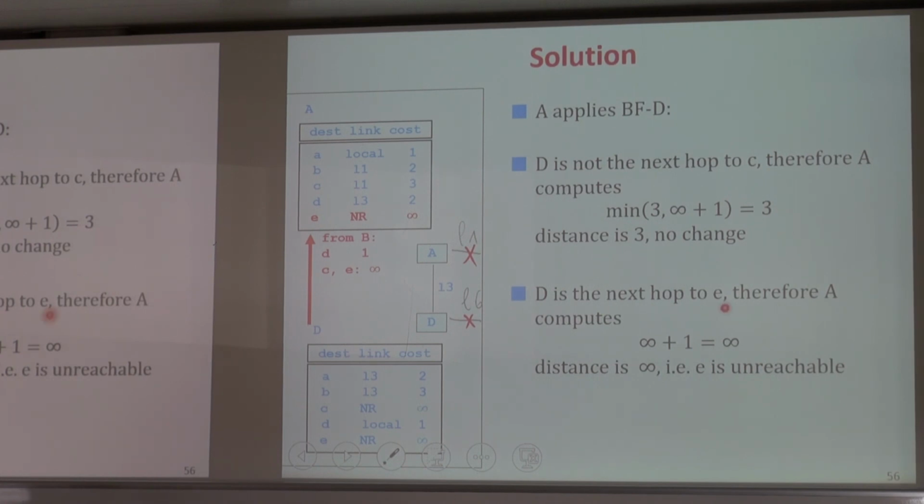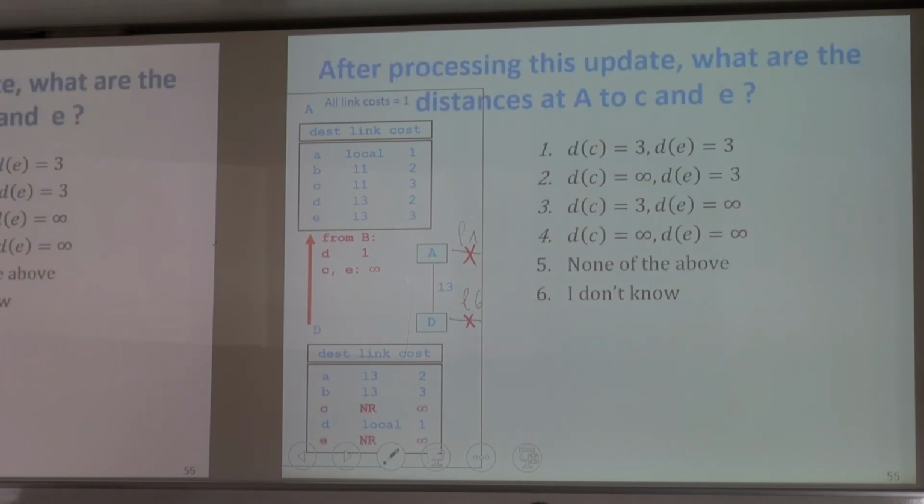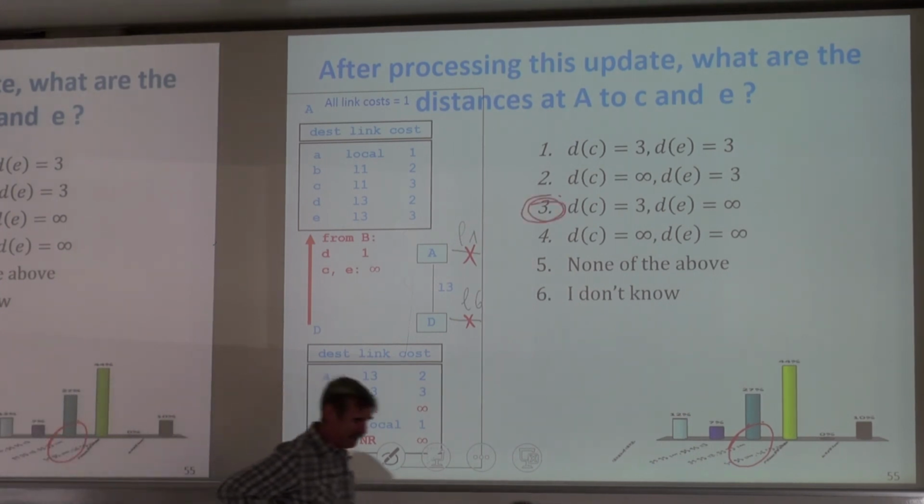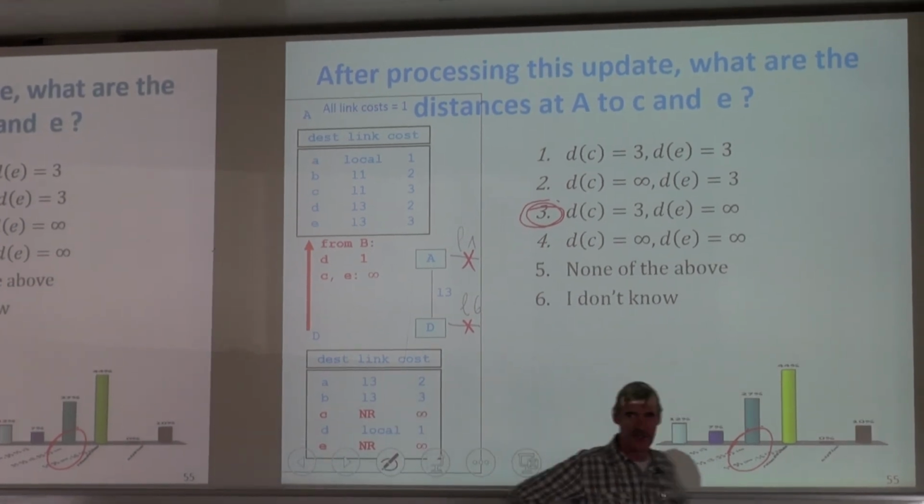However, for E, the distance to E was routed via B, and A was sending to B in order to go to the destination E. Now B says the distance to E is infinite, therefore A will adopt that without discussion and will set it to infinity. Therefore the correct answer was 3 infinity. And the majority is not always right, as we learned today. Thank you very much. We will be able to explore this in the lab tomorrow.